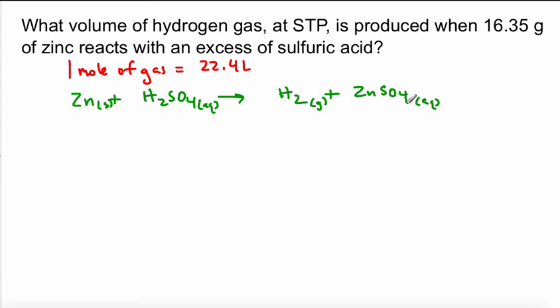And you could use your solubility rules to predict that zinc sulfate would be soluble. But anyhow, what we're really concerned with here is not the zinc sulfate, we're concerned with the hydrogen gas. So that's what we're going to pay attention to the most. So you notice we started with a given amount of zinc. We've got 16.35 grams of zinc.